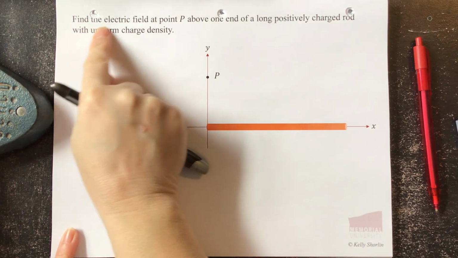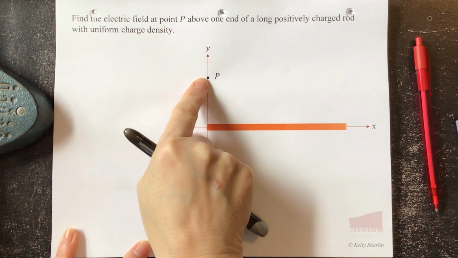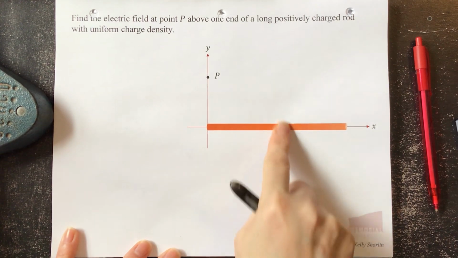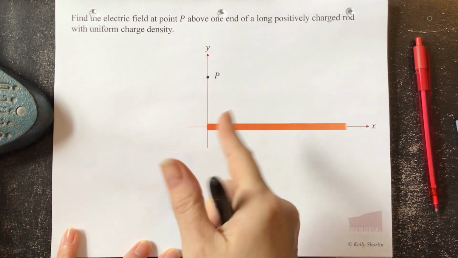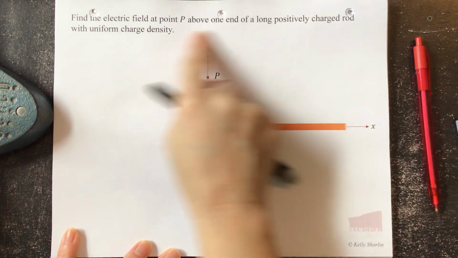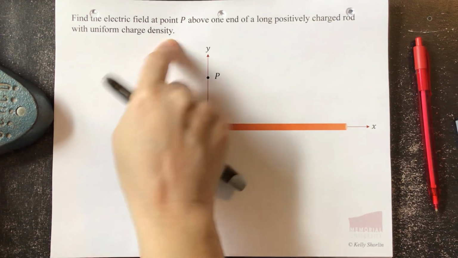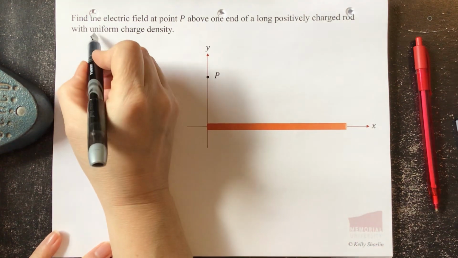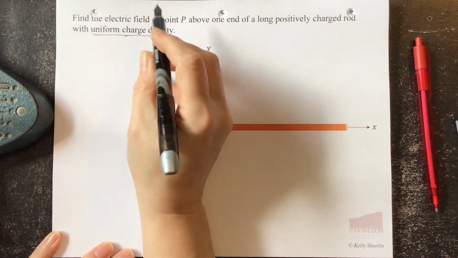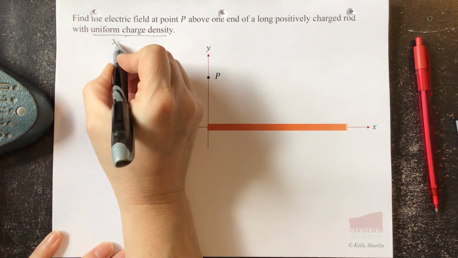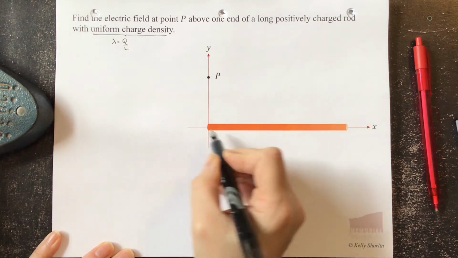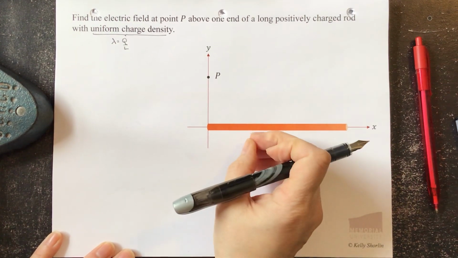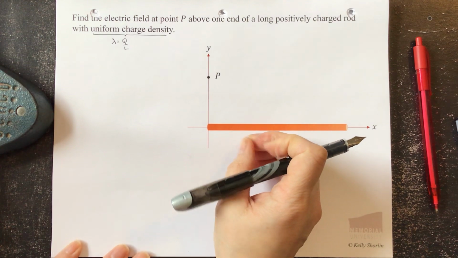Okay, so our task here is, let's find the electric field at a point P above one end, so last time we were above the center, and it was vertical, of a long positively charged rod with a uniform charge density. This uniform charge density is telling us that our charge density lambda is equal to Q over L, and it's the same throughout the rod. No more charges bunched up in one area than another.